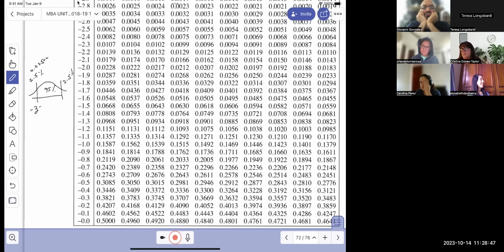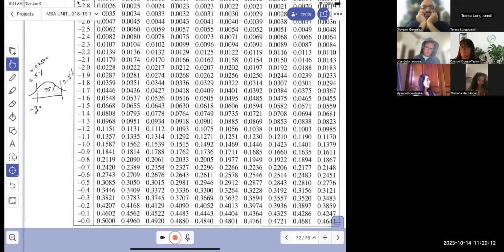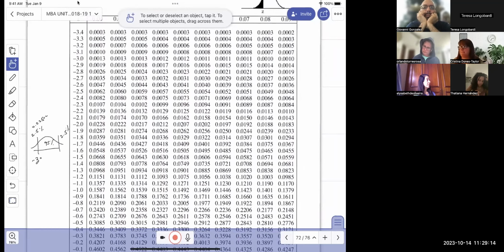So what would negative Z be? So look for 0.025. It's like between these two, right? Oh, sorry, no. 0.025. 0.025 is here. Oh, we found it perfectly. Look at it. Negative 1.96. You see, it's perfect.